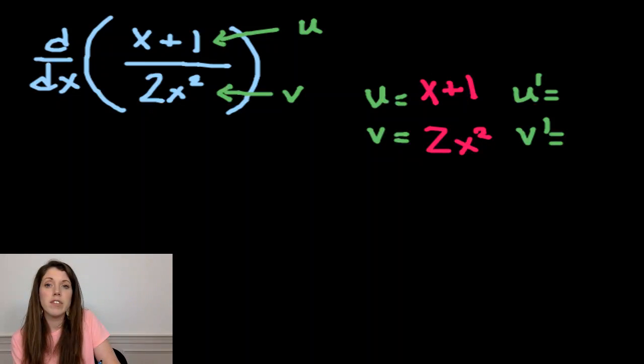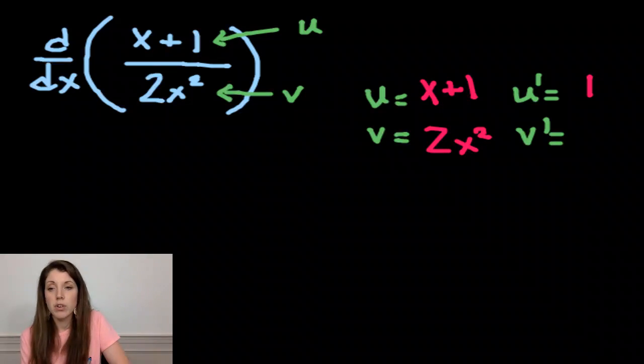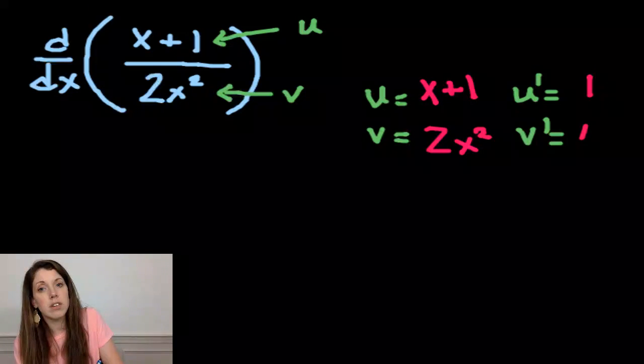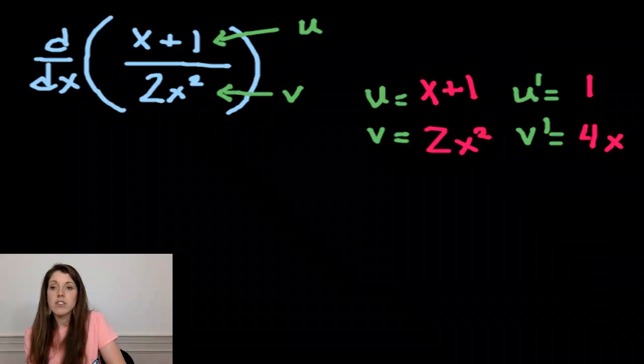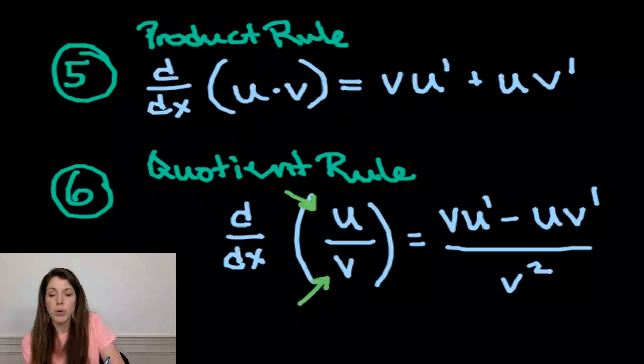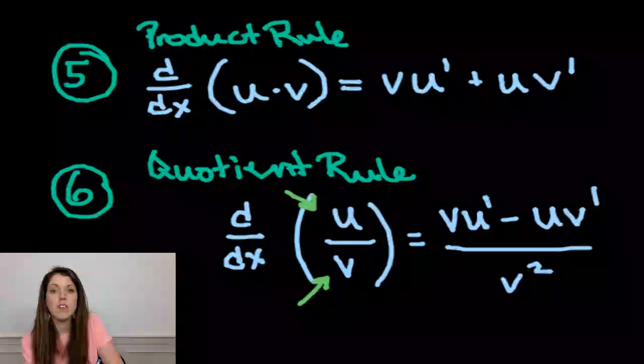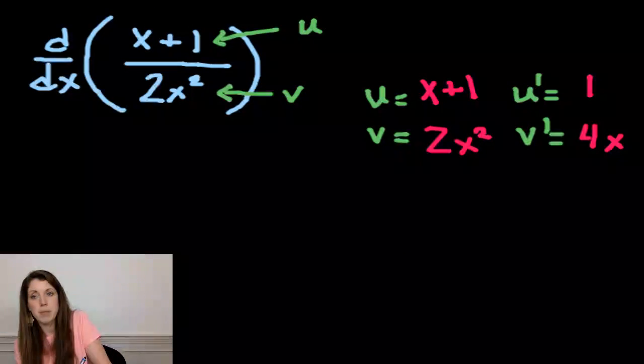We know that the derivative of x plus 1 is 1. If you don't remember why, you can look back. And the derivative of 2x squared is 4x. How does this work with the quotient rule? Well, the quotient rule says you can find the derivative of two functions that are being divided using vu prime minus uv prime all over v squared. And yes, you are going to want to memorize these.